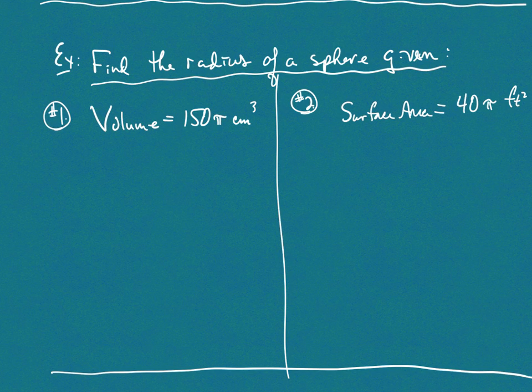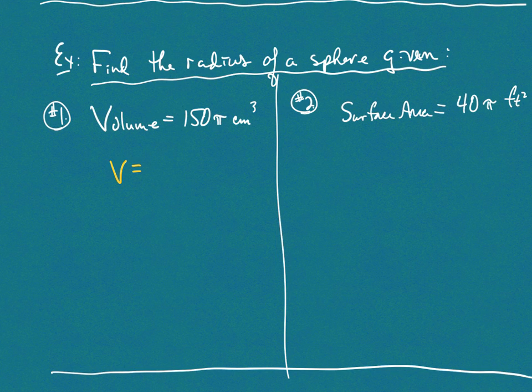As an example here, I ask you to find the radius of a sphere given a piece of information. And I put 2 problems on the same screen here. So as an example, if I tell you the volume of a sphere is 150 pi cubic centimeters, can you find the radius? Well, the idea is start with the formula.